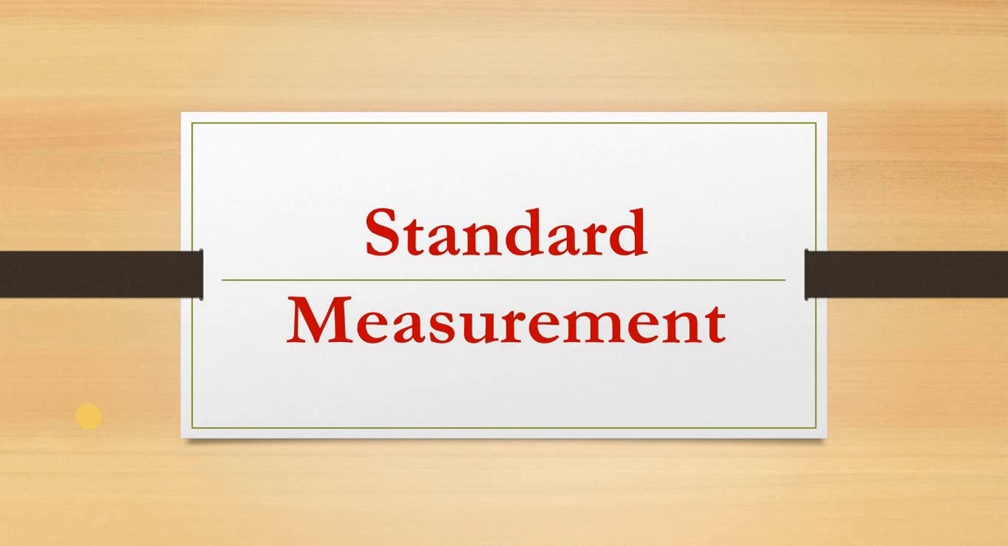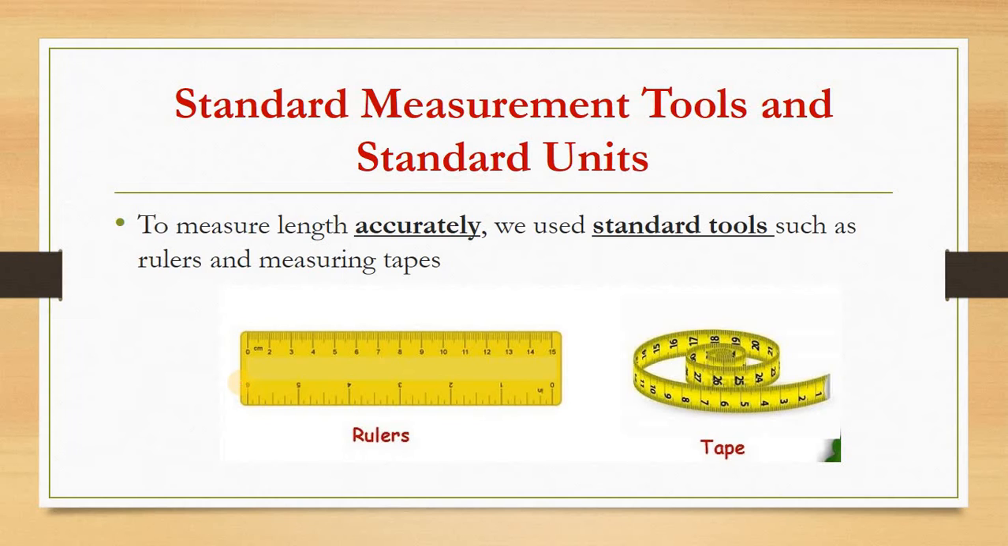Okay, standard measurement where you use items yang ada nombor. Kamu akan guna benda ataupun peralatan yang ada nombor. Apa-apa yang ada nombor itu adalah standard. Whenever that have numbers or measurement, then that is considered as the standard measurement. Okay, so for example, the standard measurement tools and standard units. To measure length accurately, we use standard tools such as ruler and measuring tape.